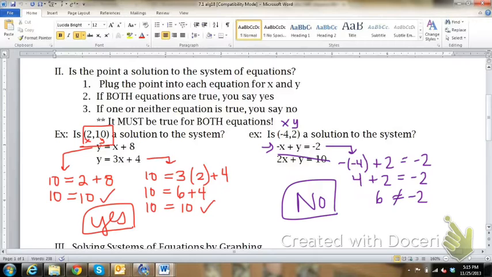And that's the first step. So is the point a solution? You plug your numbers in for x and y and just see if it works in both equations. If it doesn't work in one of the equations, you just say no and stop working. So now let's move on to how to do this by graphing to actually find the answer. So pause the video if you need to before moving on.